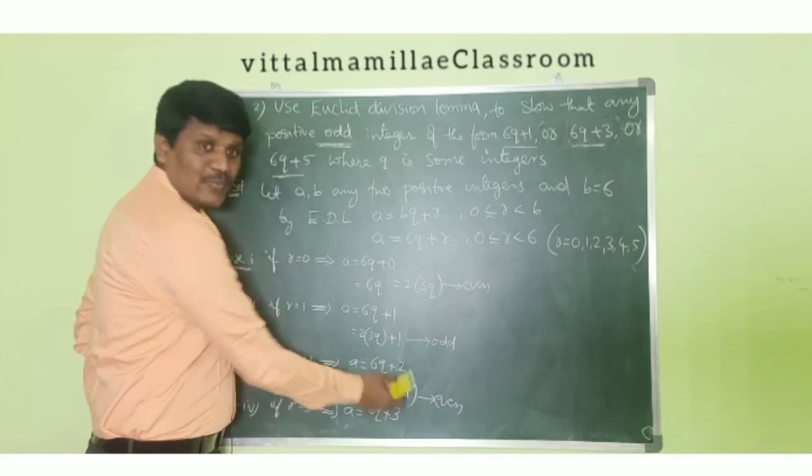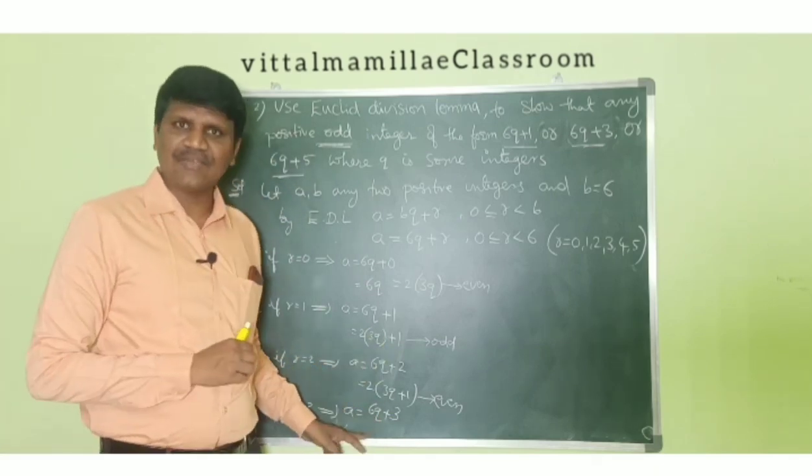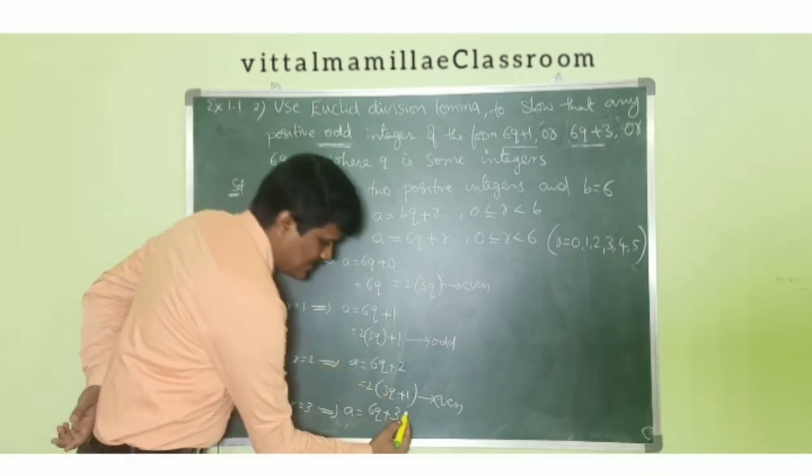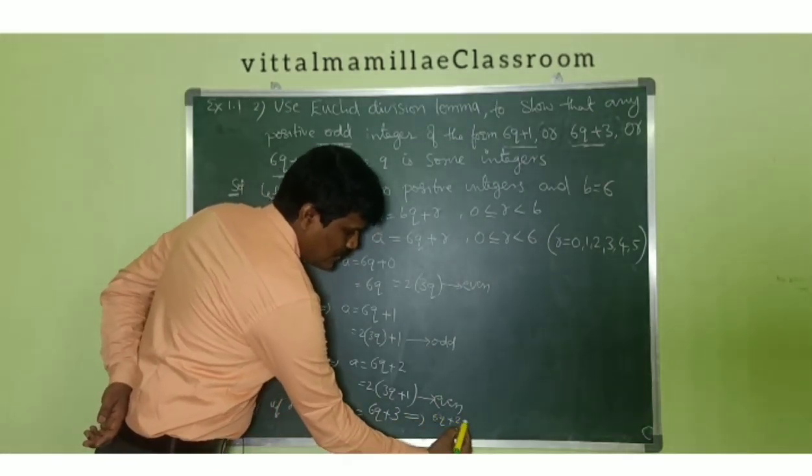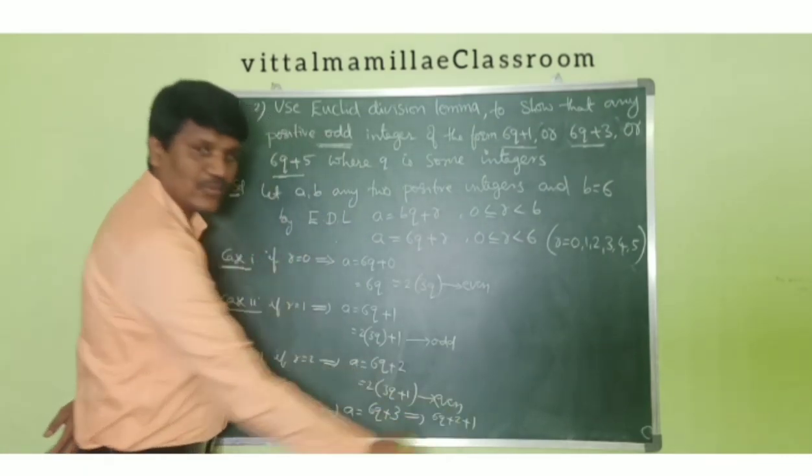A is equal to 6q plus 3. Now we should decide whether it is even or odd. How to decide it? So this I can write as 6q plus 2 plus 1. 3 I can write as 2 plus 1.